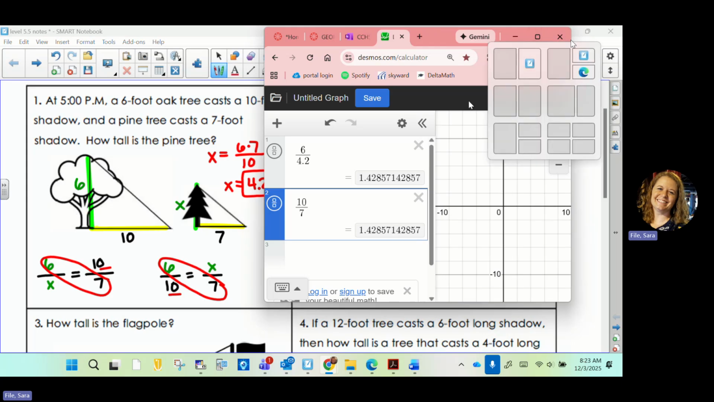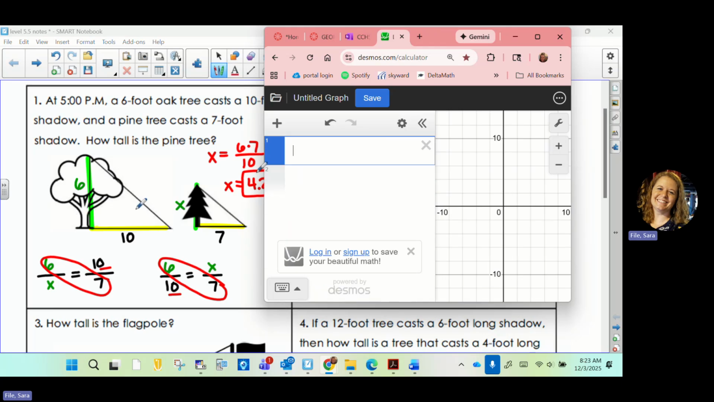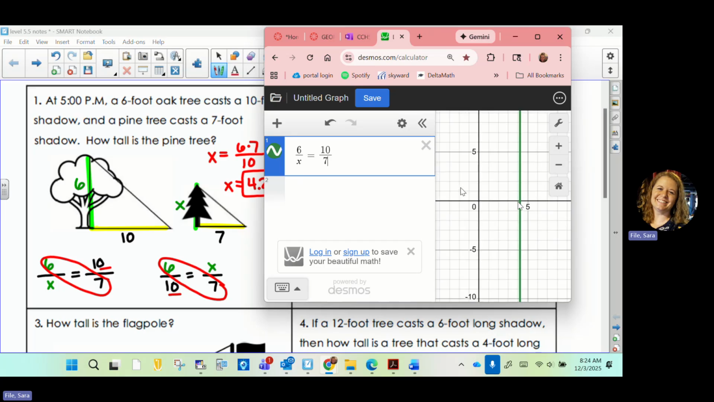Now, what won't work if you're in testing Desmos is this next option of solving. Once you have your proportions set up, if you forget what to do after you have the setup, you can let Desmos do the work for you. You can type in your entire proportion. So 6 is to x as 10 is to 7. And it's going to give you a line through the solution. Now, the only problem doing it this way is that you can't click on this and get the number.